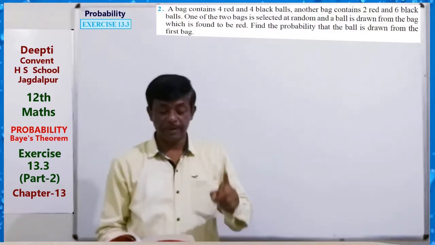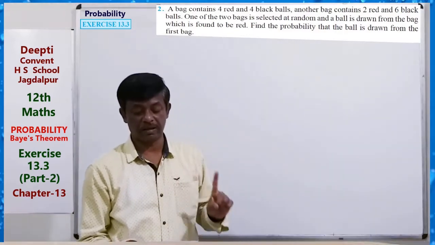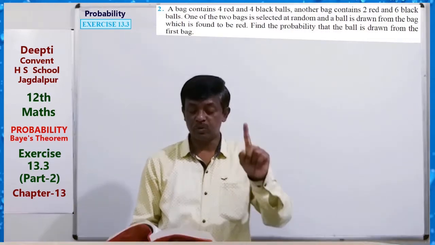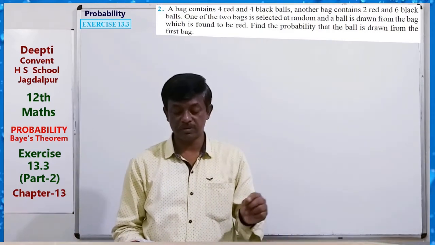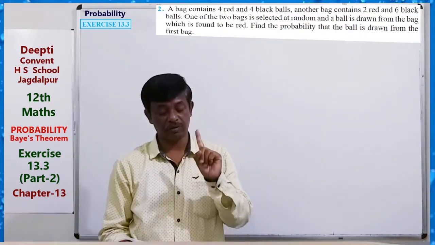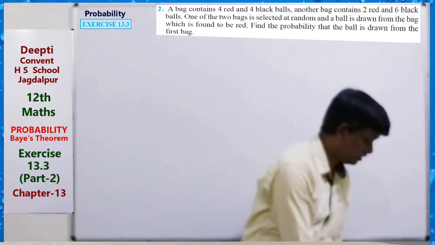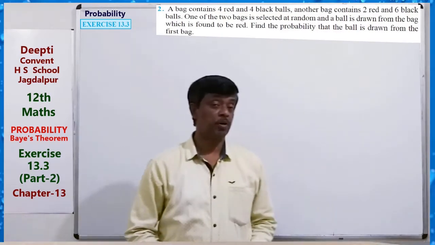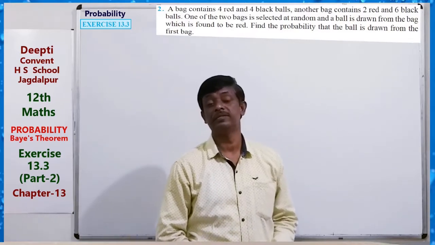A bag contains 4 red and 4 black balls, another bag contains 2 red and 6 black balls. Two bags are there. One of the two bags is selected at random and a ball is drawn from the bag, which is found to be red. Find the probability that the ball is drawn from the first bag. Our experiment result is that a red ball is obtained. So what is the probability that the ball is drawn from the first bag? That is a reverse probability.